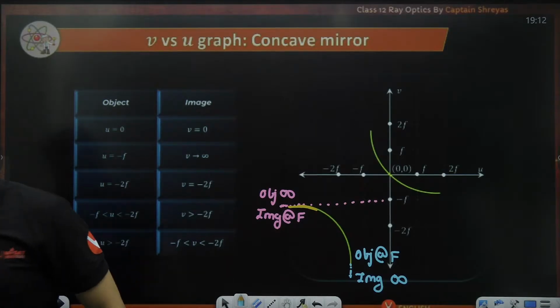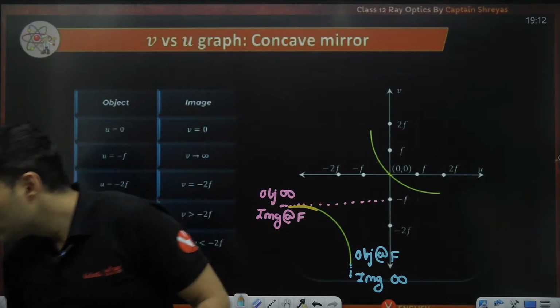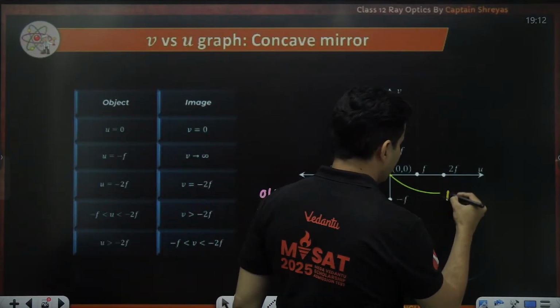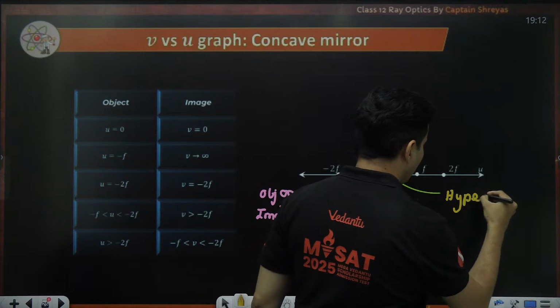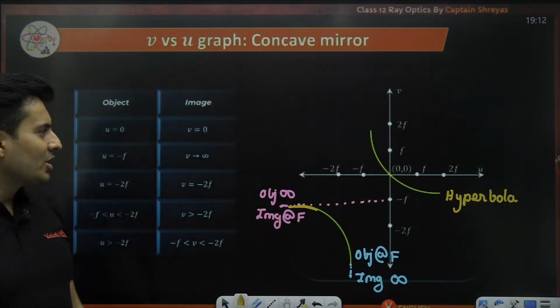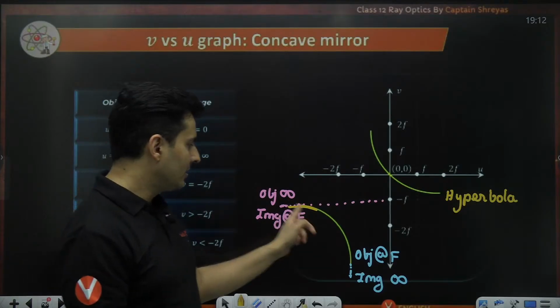Thank you. Somebody was asking, is this a hyperbola? Yes, this graph is a hyperbola. Good, you guys noticed it. I'm not sure whether conic sections is done, but yes, this is a hyperbola.